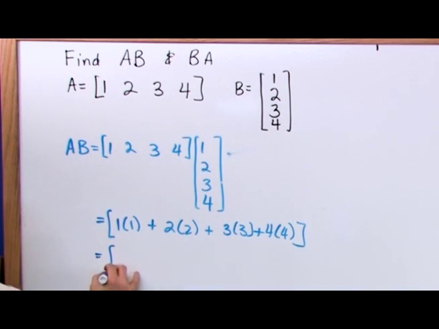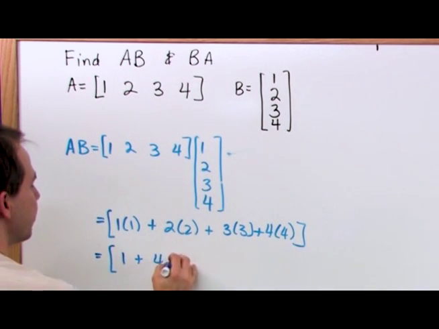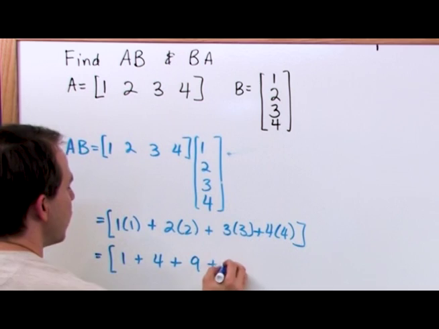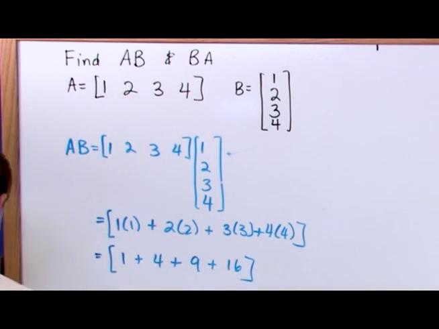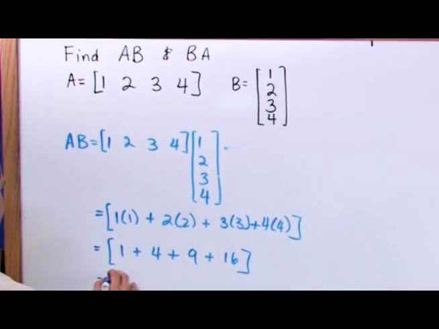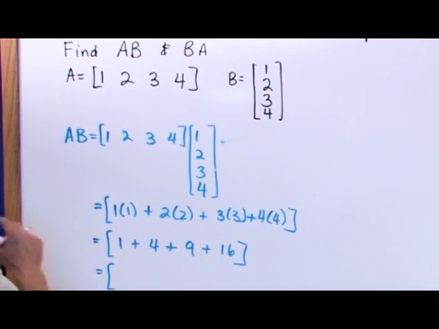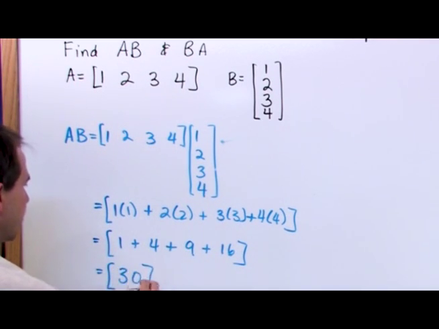Basically, you can keep the bracket. 1 times 1 gives me 1. 2 times 2 gives me 4. 3 times 3 gives me 9. 4 times 4 gives me 16. And when I do that, I have to keep the brackets there, and when I do all of that, I'm going to get 30. 9 plus 16 plus 4 plus 1 gives me 30.